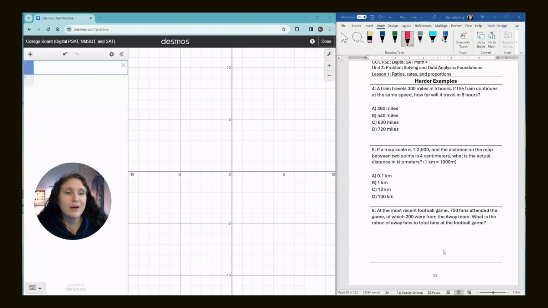A train travels 300 miles in 5 hours. So we typically always do miles per hour like this, so let's just keep that same pattern. We also could do miles, hours, like I did on the easier examples, but let's just follow the label pattern. So we've got 300 miles in 5 hours. If the train continues at the same speed, how far will it travel in 8 hours? So we just keep the same pattern and we want X.